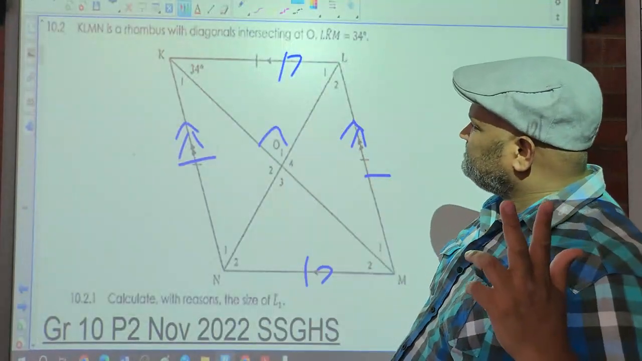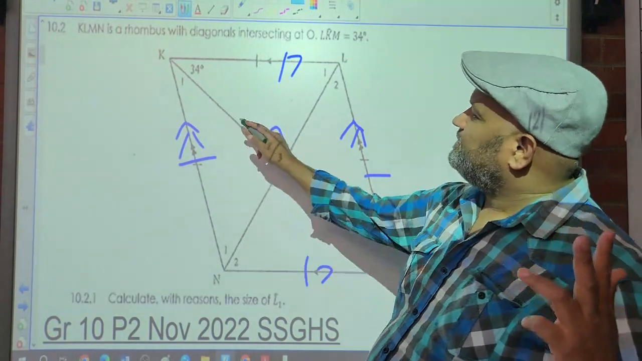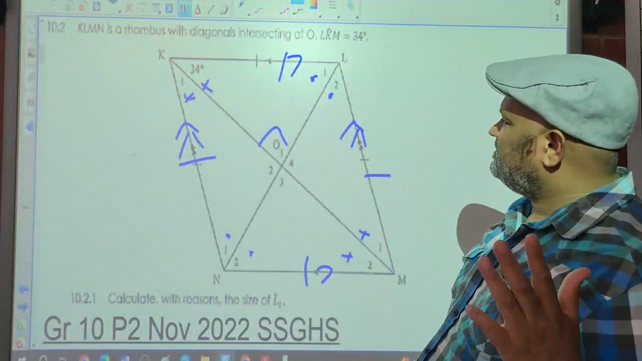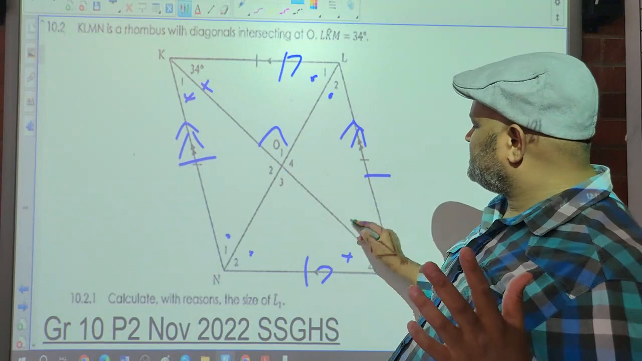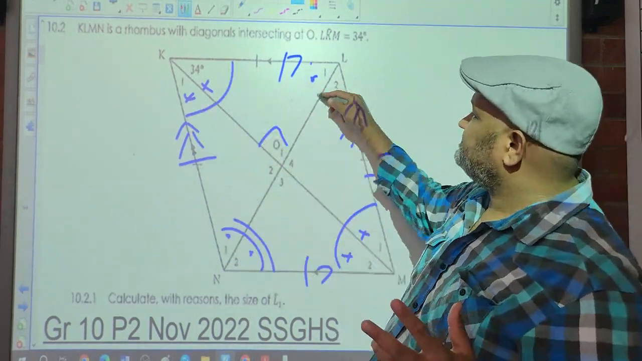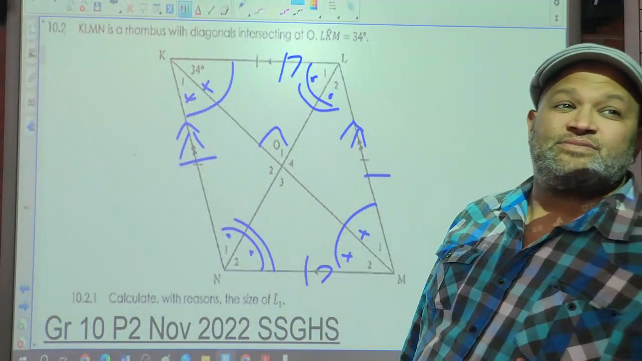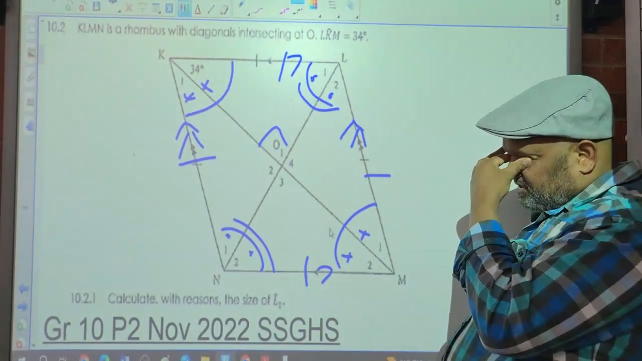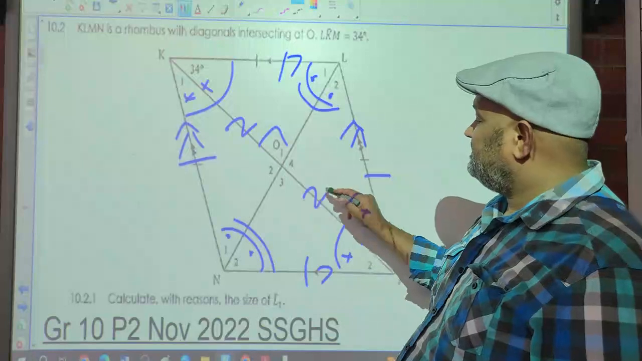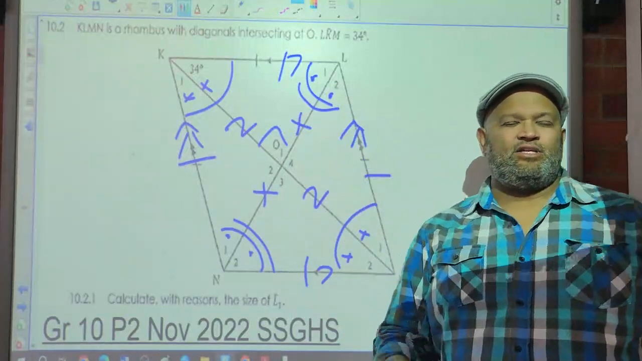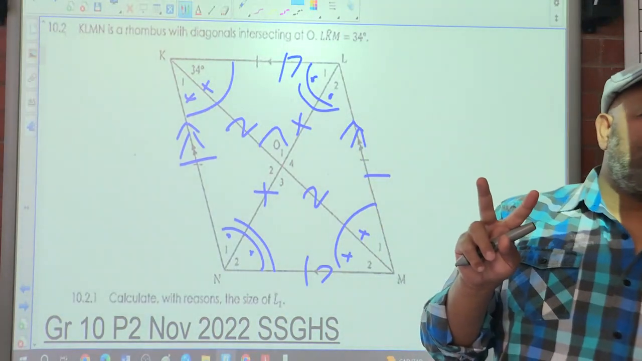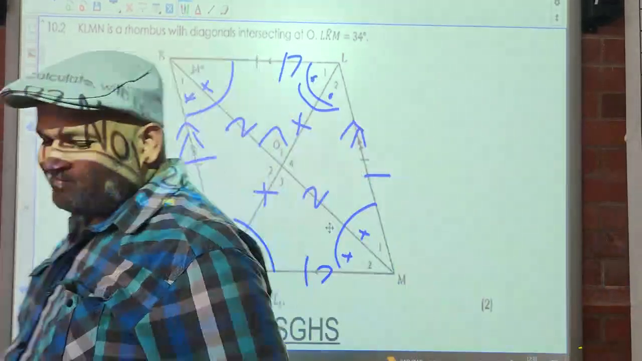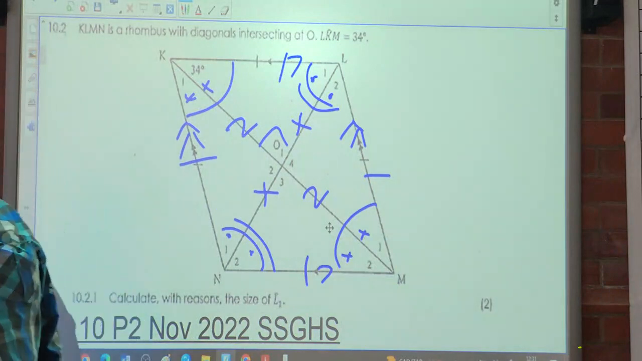Diagonals bisect at 90. Diagonals bisect the vertex angle, so those angles are equal here. One more: opposite angles are equal. So it's six. But the diagonals do not bisect each other equally. There are only two shapes where the diagonals cut each other equally: a square and a rectangle. Which means to say that the angles are also equal by default.